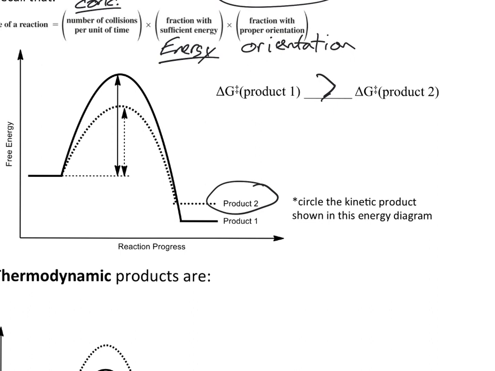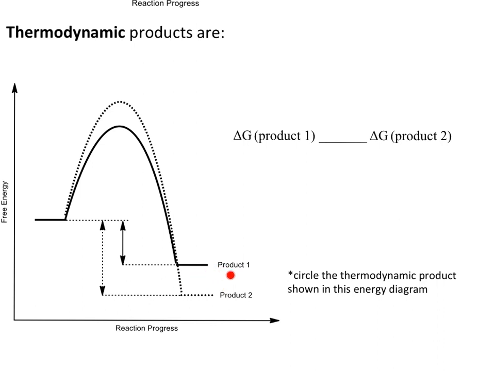So now we're thinking about thermodynamics. We're not worrying about the activation energies. All we're looking at now is the energy difference of these products. Which one is the thermodynamic product? It's just the one with the lowest energy. So that would be product 2. In this case, the delta G of product 1 is less than the delta G of product 2. It's a more stable product. This is all thermodynamics is thinking about. So there are 2 examples here.